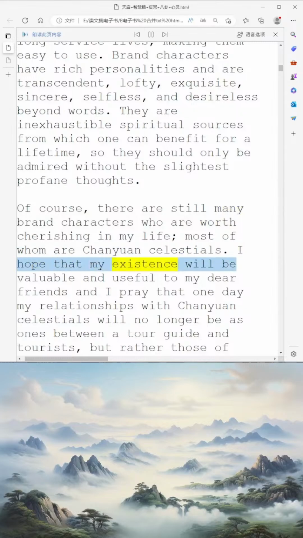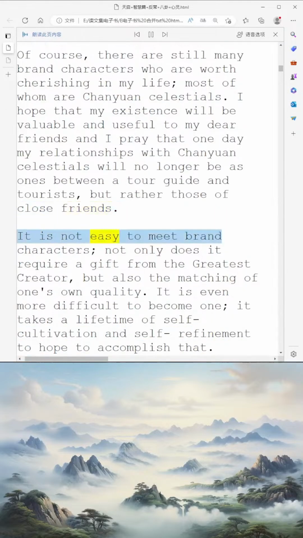I hope that my existence will be valuable and useful to my dear friends, and I pray that one day my relationships with Chanyuan Celestials will no longer be as ones between a tour guide and tourists, but rather those of close friends. It is not easy to meet brand characters. Not only does it require a gift from the greatest creator, but also the matching of one's own quality. It is even more difficult to become one. It takes a lifetime of self-cultivation and self-refinement to hope to accomplish that.